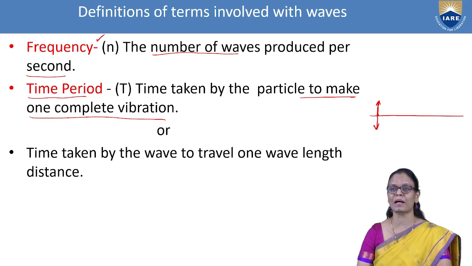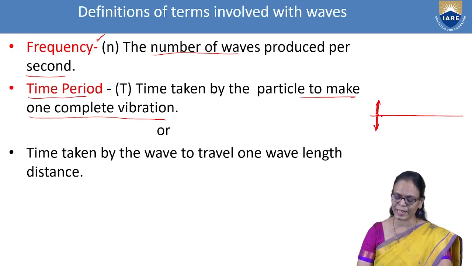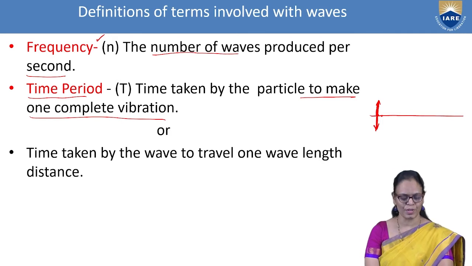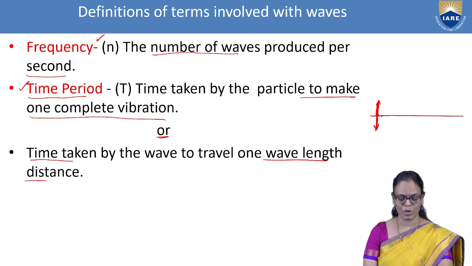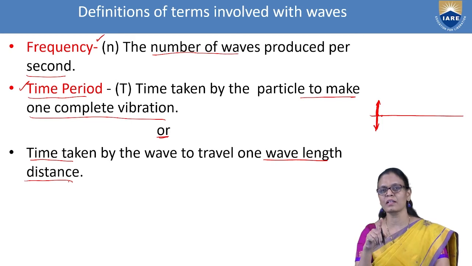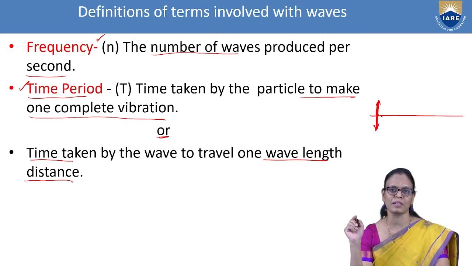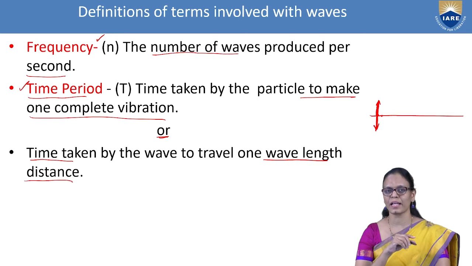Here I am talking about a particle which vibrates perpendicular, starting from the mean position. The time it takes for one complete oscillation, one to and fro motion, is one oscillation or one vibration. So the time taken for it is called the time period T. Or we can also define it in other words, like the time taken by the wave to travel one wavelength distance. What is the time the wave takes to travel one wavelength distance? That also we call the time period.